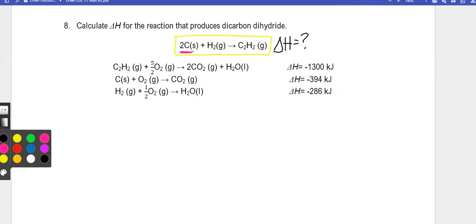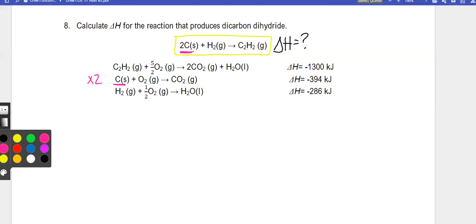It's carbon by itself, and it needs a coefficient of 2. So it's got to be on the left side of the arrow, needs a coefficient of 2. I see carbon by itself in the second equation, but it doesn't have the correct coefficient. It's on the correct side, so we're not flipping this time, but it doesn't have a 2. So that means for everything in the second reaction, we're multiplying by 2.